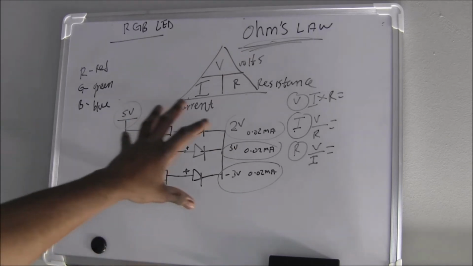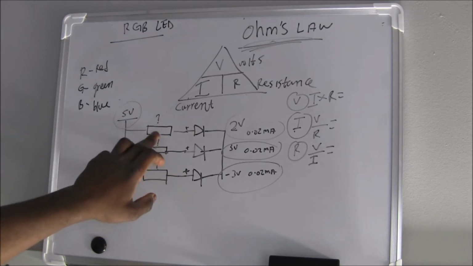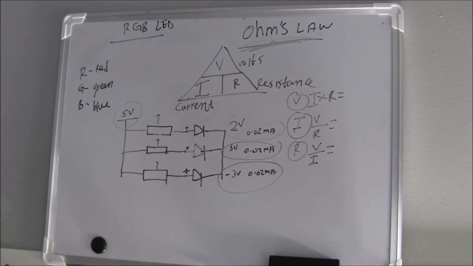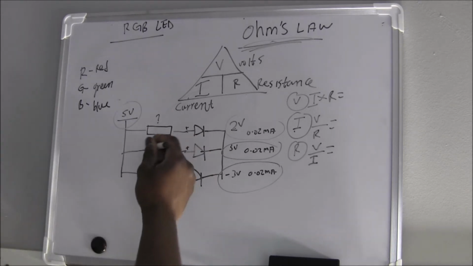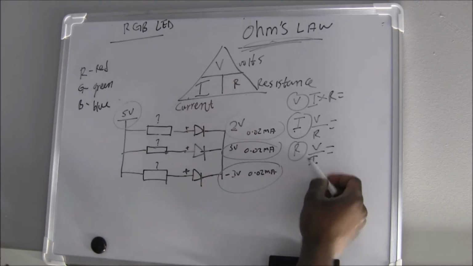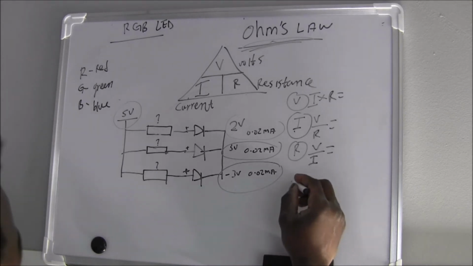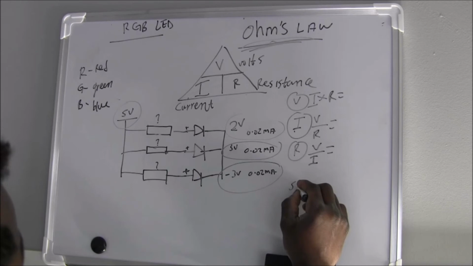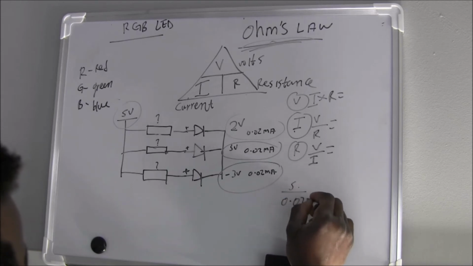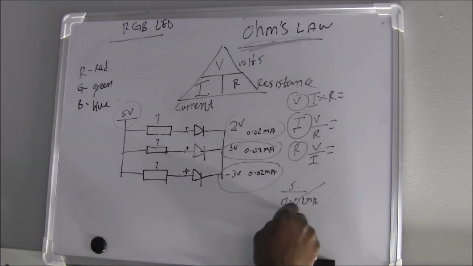Now back to our circuit here, we need to calculate the right value of the resistor to power the LED. So we're going to be looking for the resistance. That means it's voltage divided by current. If we go ahead and say 5 volt divided by 0.02 milliamps, this equation here is wrong.